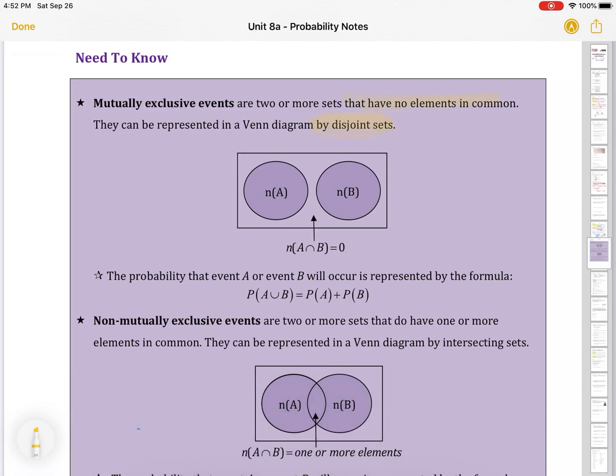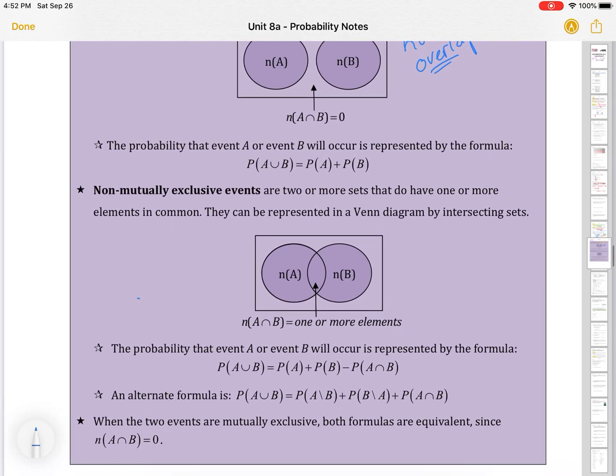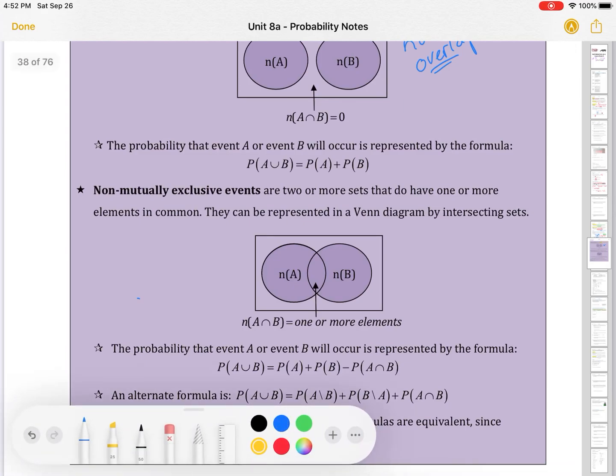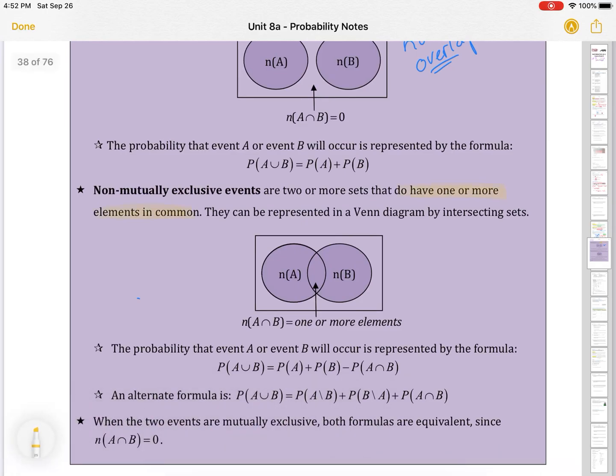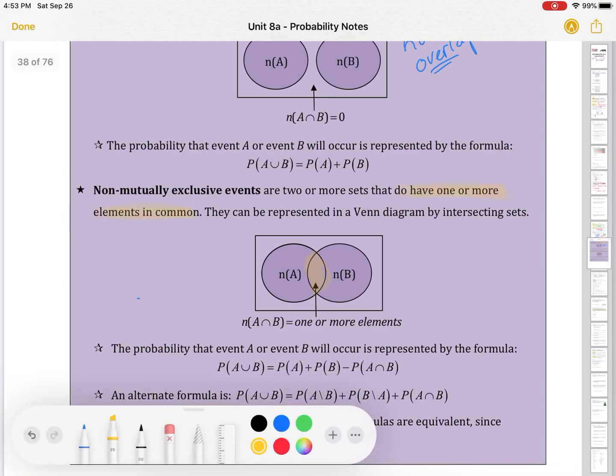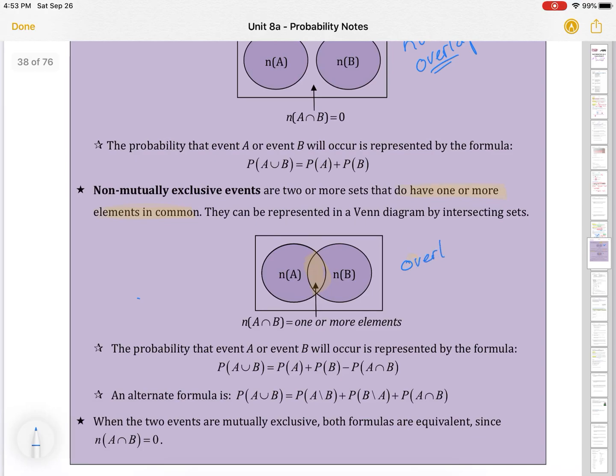Okay. All right. So mutually exclusive events are two or more sets that have no elements in common. We call them disjoint sets, right? That's a term from set theory. So they have no elements in common. You can see there's no overlap. No overlap. It's the big tip-off. And we can use that addition formula to solve it.